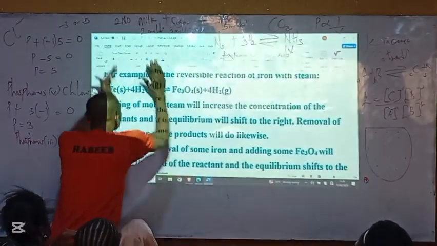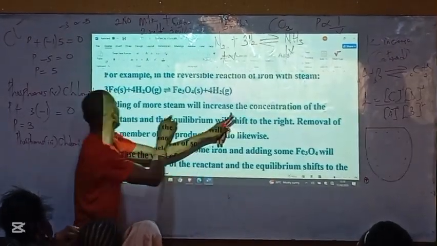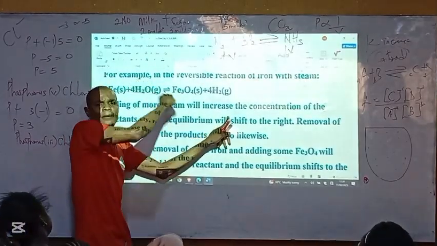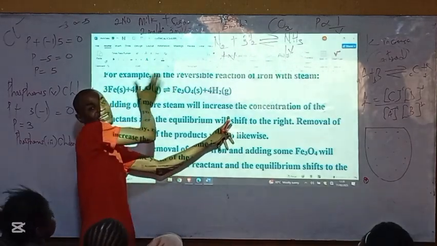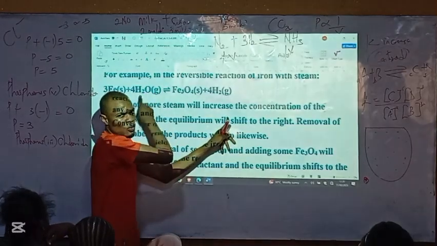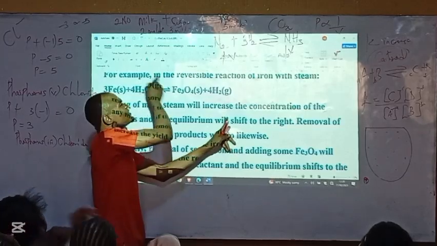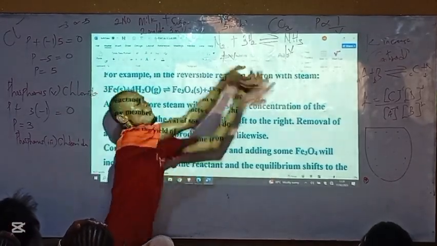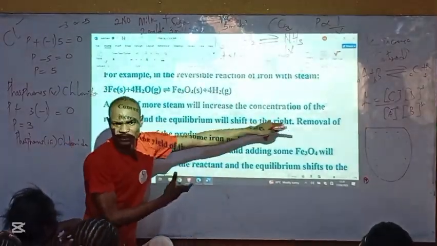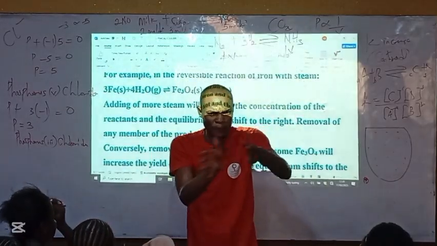This one must not be more than this. If I increase the concentration of the reactants, by adding more steam, you pour more steam in this reaction, on the reactant side. And I told you that one must not be more than the other. So because you have increased it, part of it will form products. Therefore, equilibrium will shift to the right. This one will give part of it to this side, so they must be equal. That's what we call equilibrium, balance.